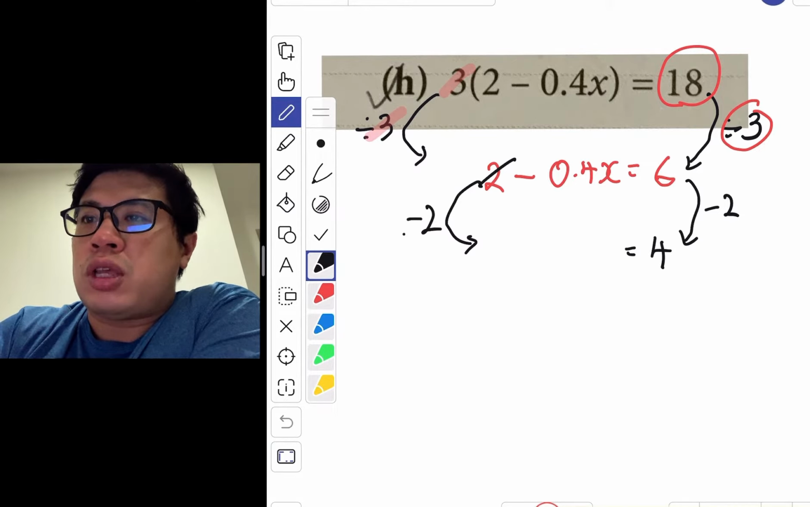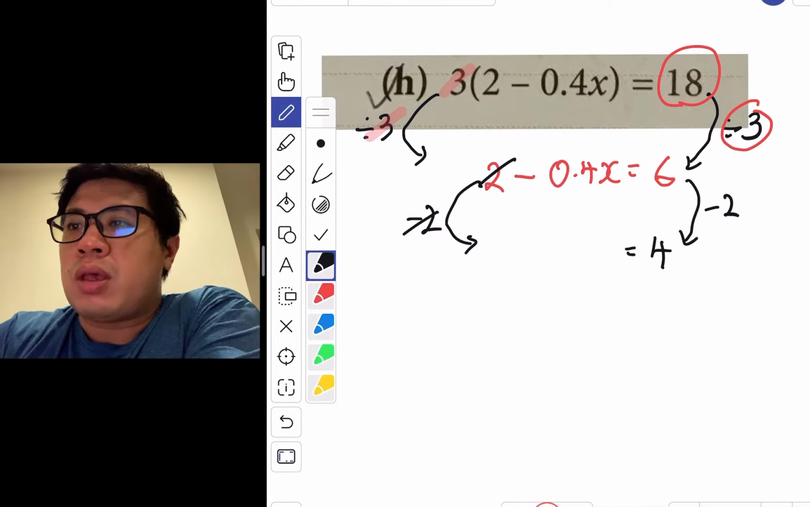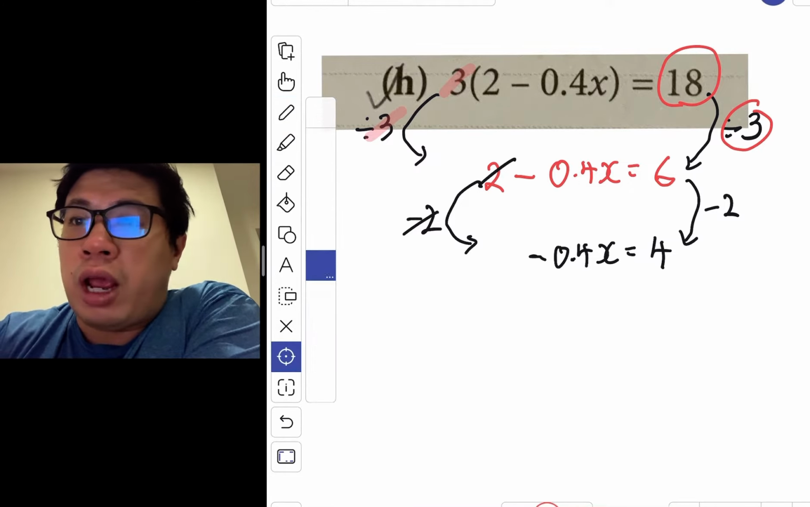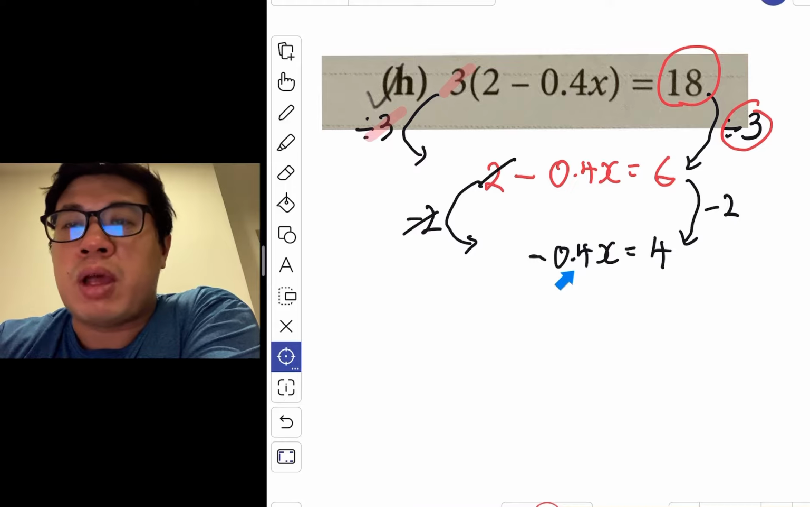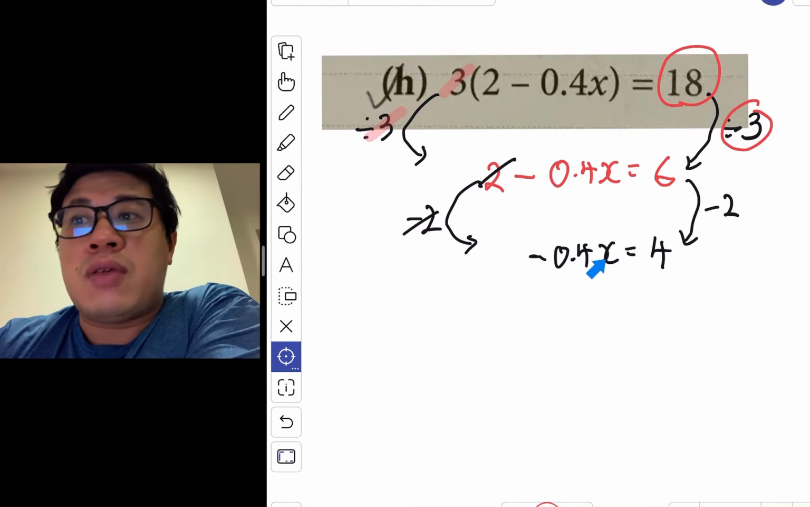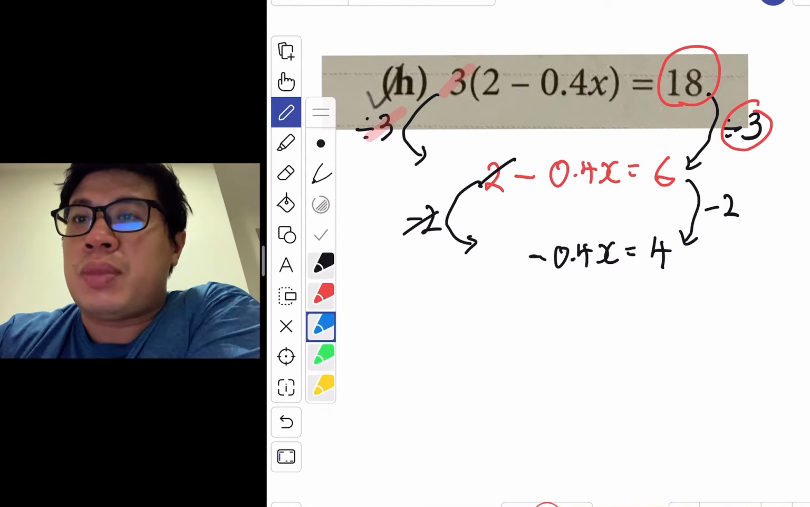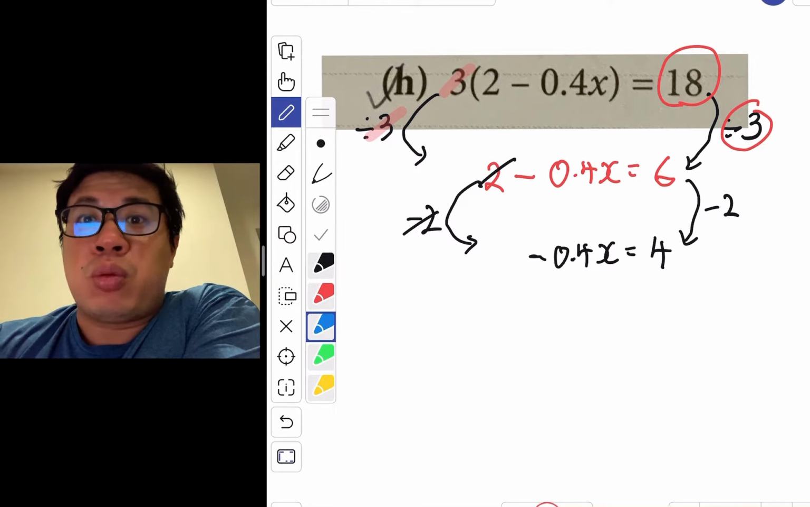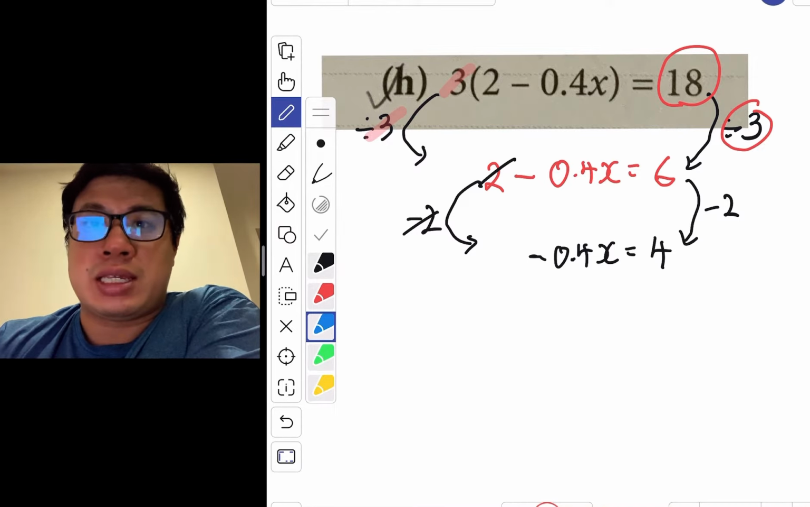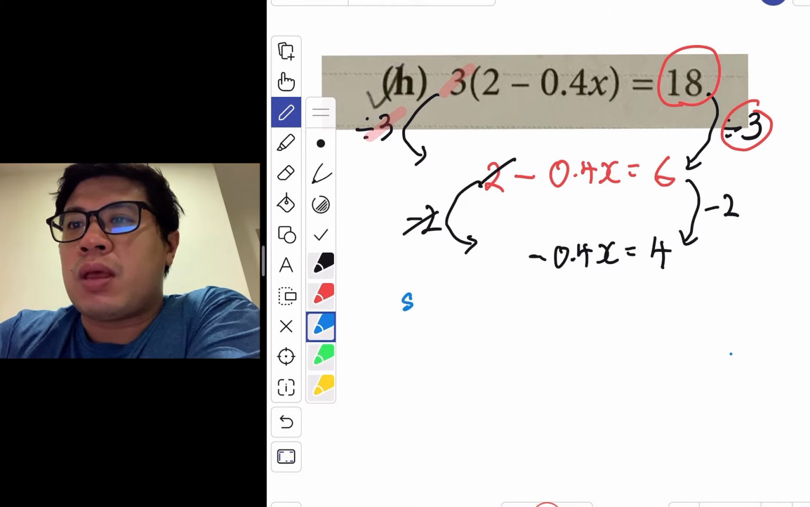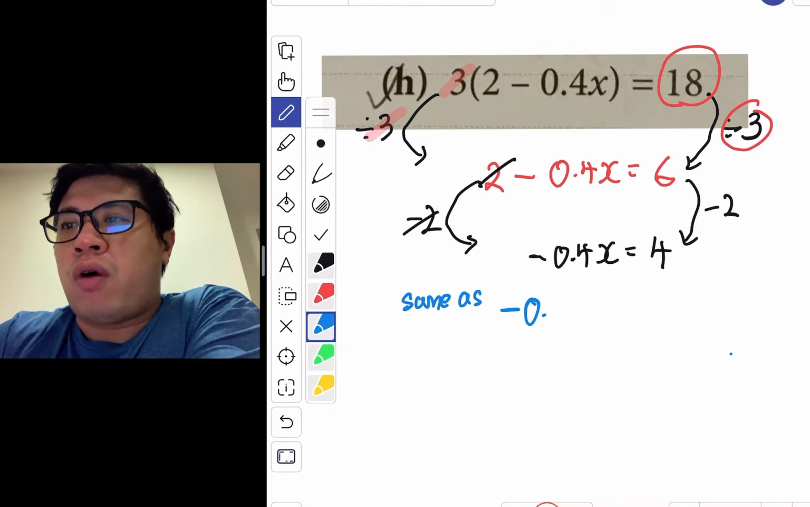2 minus 2 gives me a 0. So I'm left with negative 0.4x. Okay, so of course, if you look at negative 0.4x, some of you may have trouble with this, but you just take note that this negative 0.4x is nothing but negative 0.4 multiplied to x. This is the same as negative 0.4, the number itself, multiplied to our variable x.